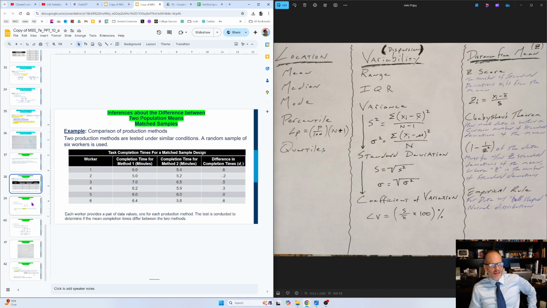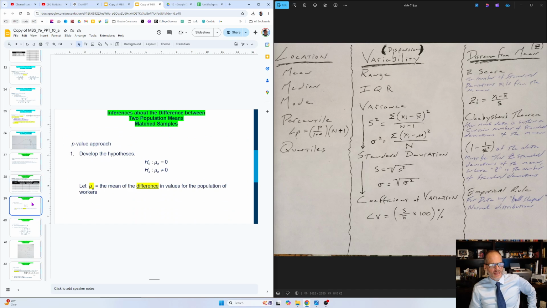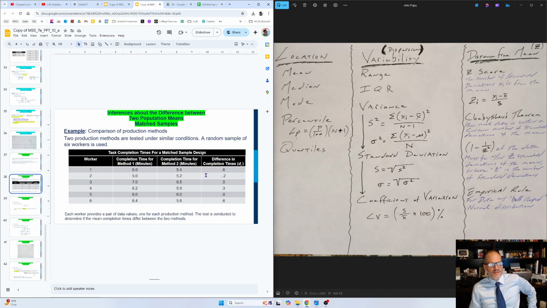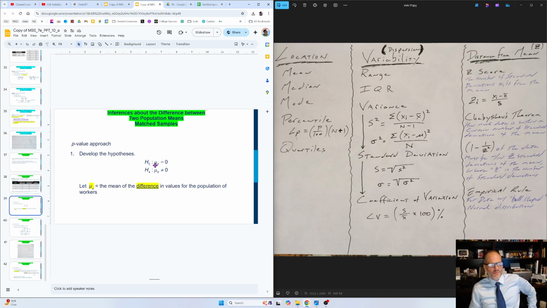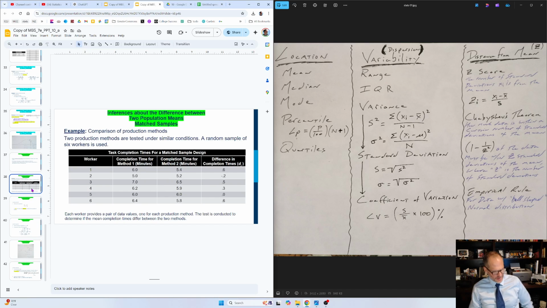So our null hypothesis here is about the difference between the means, right? The mean of the differences. So the mean of the differences is going to be 0, and if it's 0, then there's no difference between the 2 methods. That's the mean of these differences for the population, right? The population differences.